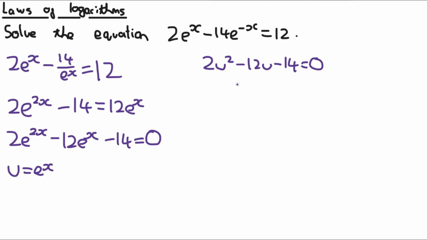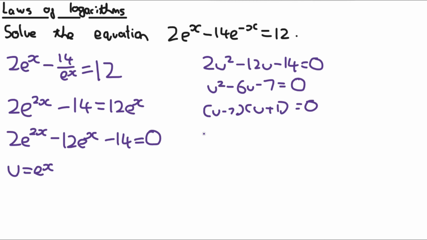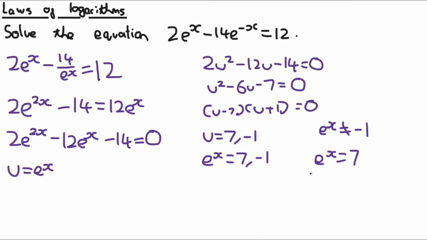We can divide everything by 2 to get u squared minus 6u minus 7 is equal to 0, and then we can factorize. This becomes (u minus 7)(u plus 1), so u is equal to 7 and minus 1. As u is equal to e to the power of x, e to the power of x is equal to 7 and minus 1. e to the power of x cannot be equal to minus 1 because a power can't be equal to a negative number. So e to the power of x is equal to 7.